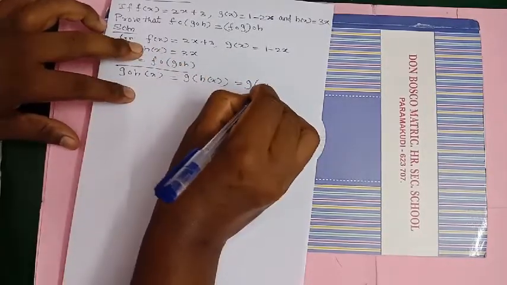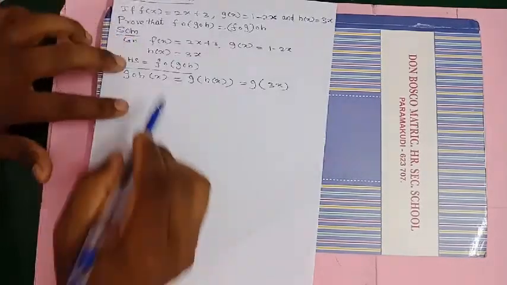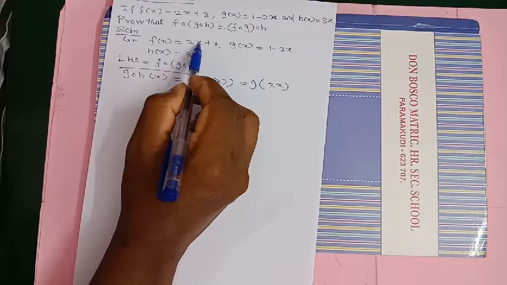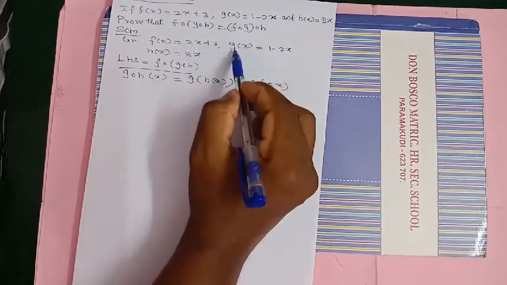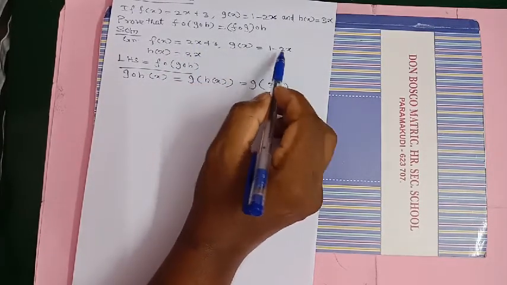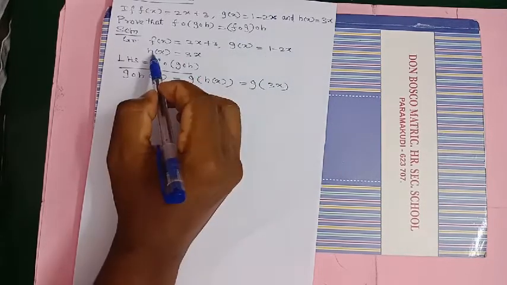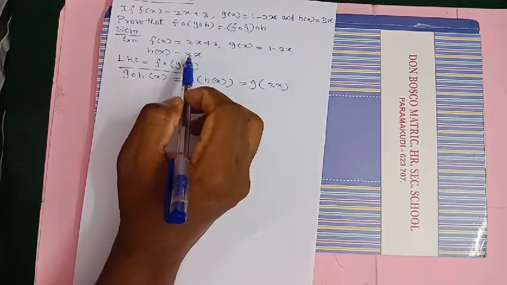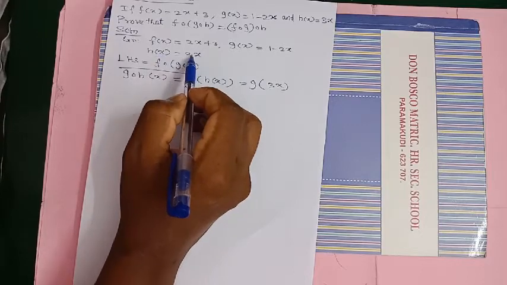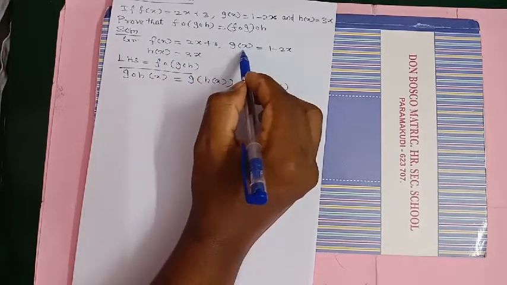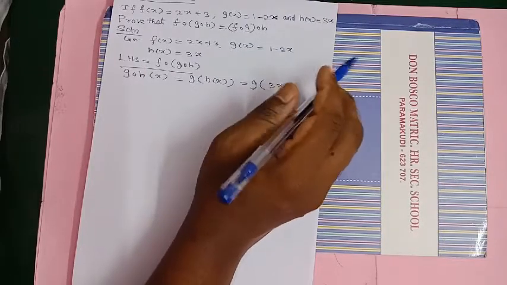3x. Before that, understand what each function does to x. f will multiply by 2 then add 3. G first multiplies by 2 then subtracts from 1. h multiplies by 3. What does h do? Whatever comes, it just multiplies by 3. f multiplies by 2 and then adds 3. g multiplies by 2 and then subtracts from 1.